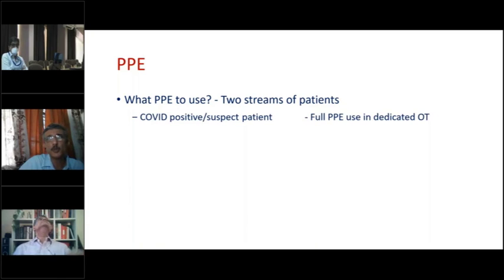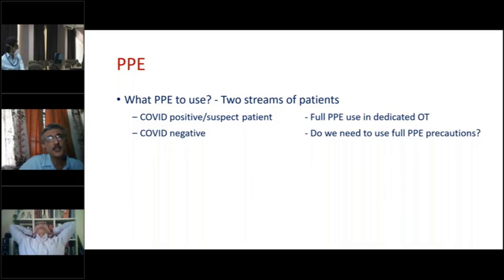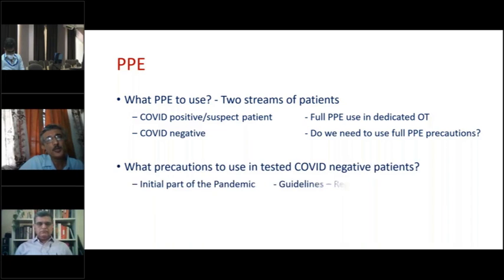One is a COVID positive suspect, where there is no doubt that we need to use full PPE. The second is a COVID negative, that is RT-PCR negative. There we ask a question often, this is discussed: do we really need to use a lot of PPE in those patients? Well, till about a few months back, in the initial part of the pandemic, guidelines, even CDC, told us that in a COVID negative, proven COVID negative patient, we don't need to use any specific precautions, only regular precautions. This is still there in the publications.